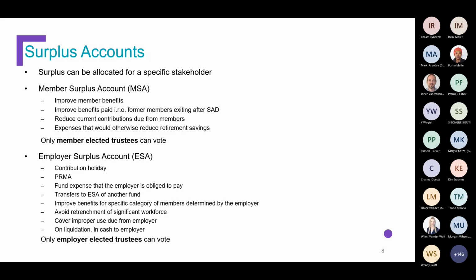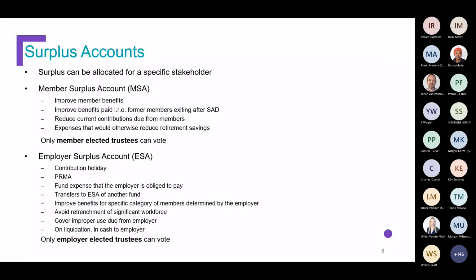So the monies in this account can be used for a variety of reasons, and these are also outlined in Section 15E.1, subsection 1 of the Pension Funds Act. This entails a contribution holiday that the employer seeks to enjoy, post-retirement medical aid subsidies, covering fund expenses that are supposed to be paid by the employer, and they can transfer monies in this account from one fund to another. However, the employer has to be the same on the two funds between which the transfer happens, and the transfer needs to be approved by the regulator as well in terms of Section 15E subsection 2.